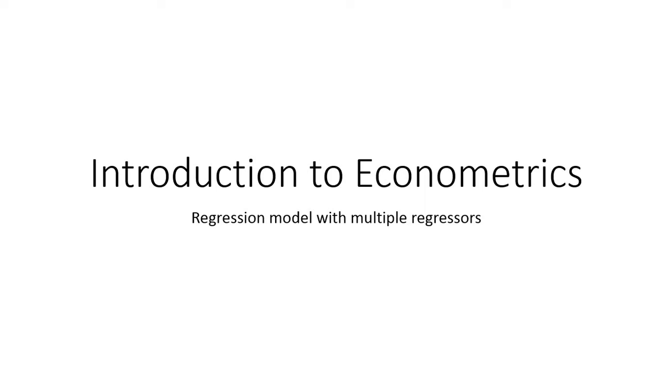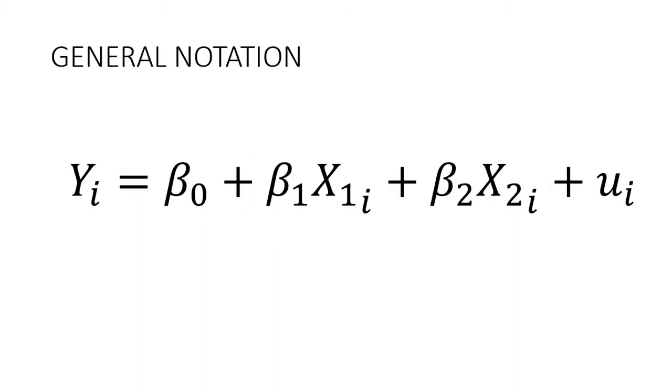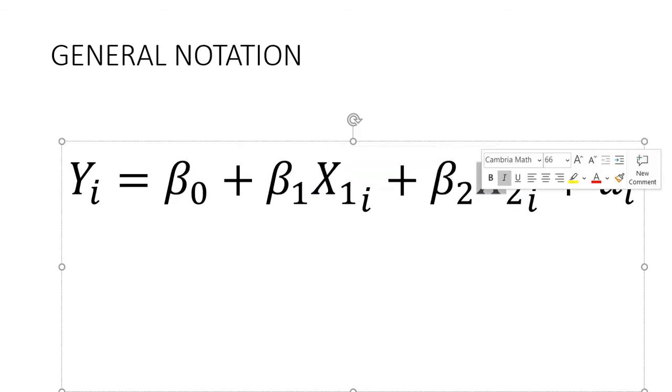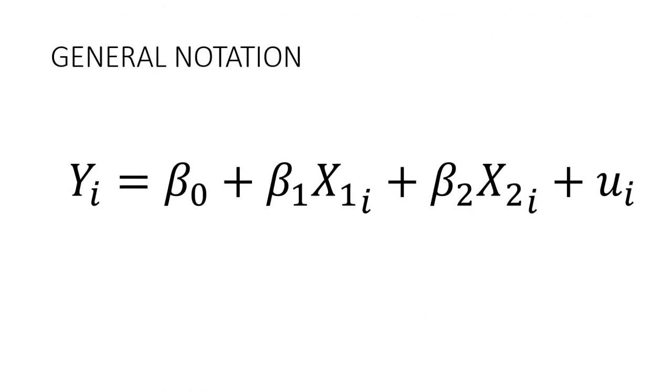Hi, in this video we are going to discuss regression model with multiple regressors or multiple independent variables, and this is the general form of this model. So in this case we assume that the value of y, which is the dependent variable, will depend on the value of variable x1 and variable x2. So basically x1 and x2 stand for two different independent variables.